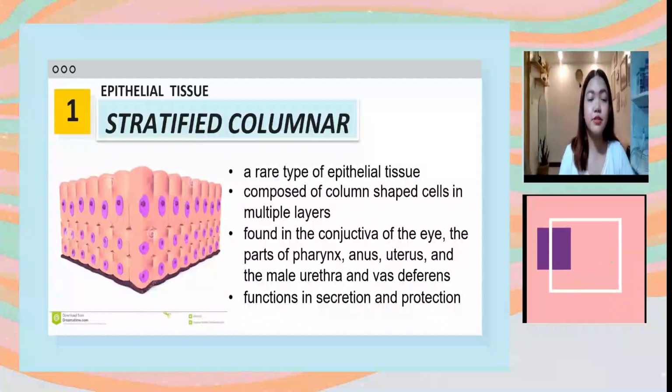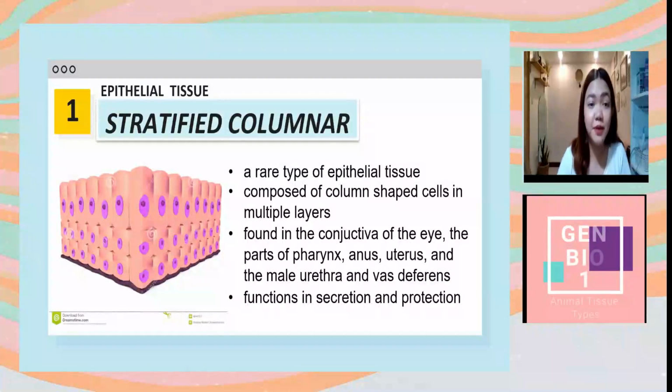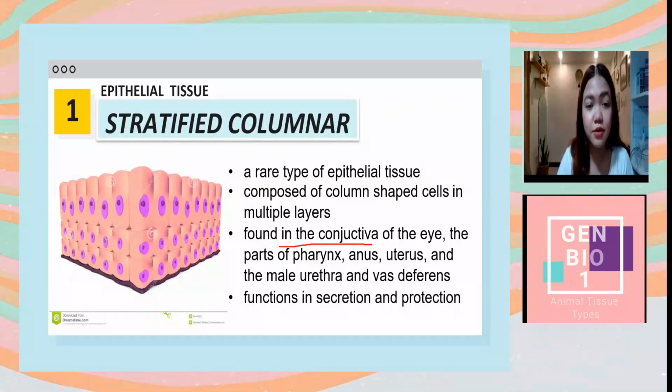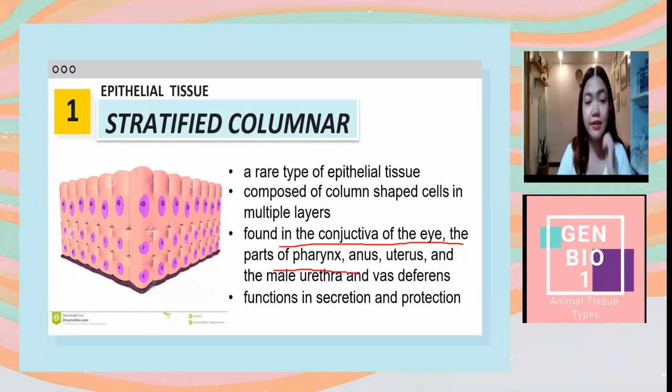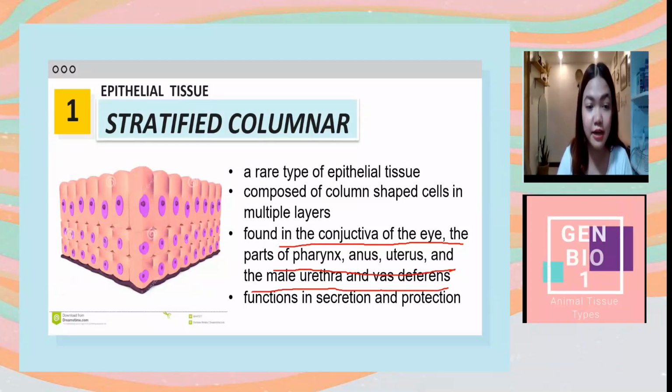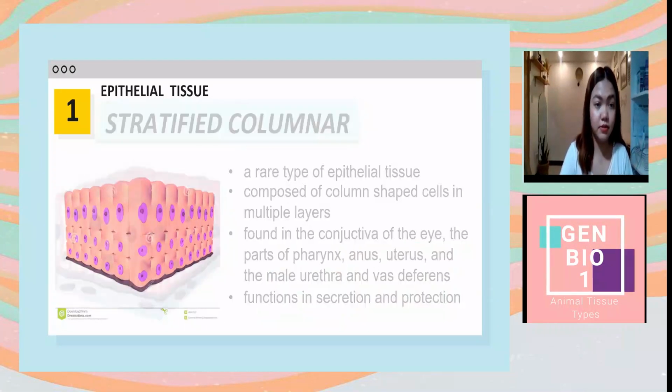Okay? Next is your stratified columnar. This one is, it's rare. It's like, it's not really observable in other parts of your body, but they are commonly found in your conjunctiva, the eye, and parts of pharynx, uterus, and the male urethra, and that separate. So the function is secretion and protection as well.